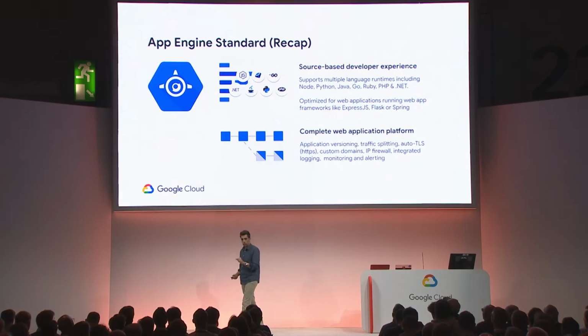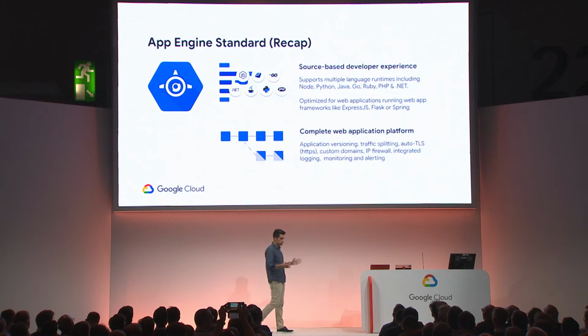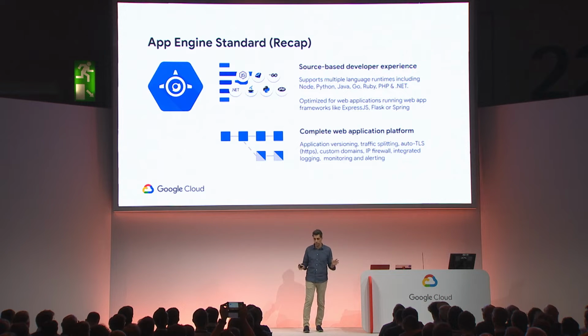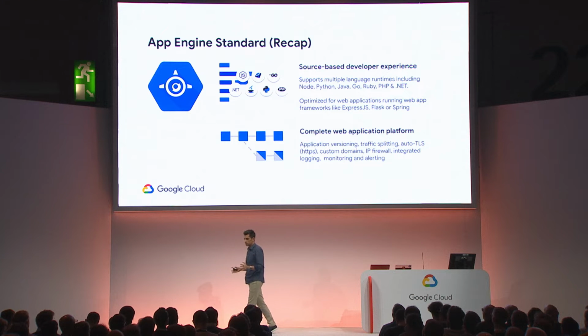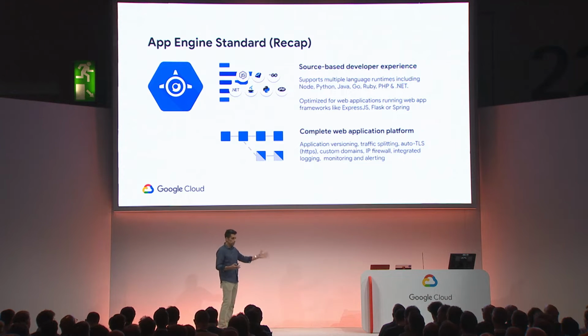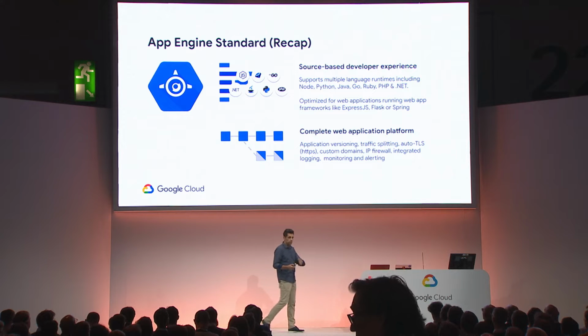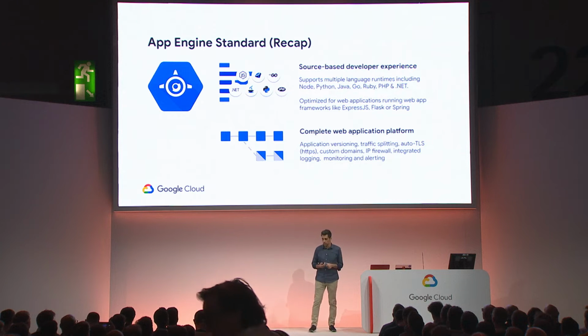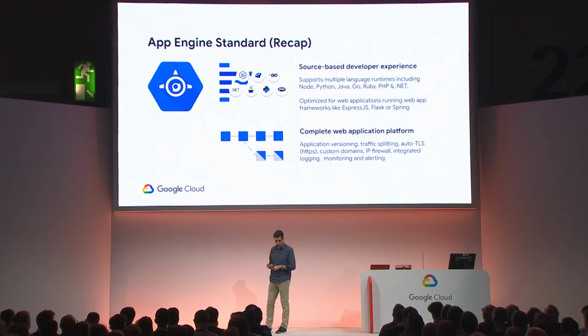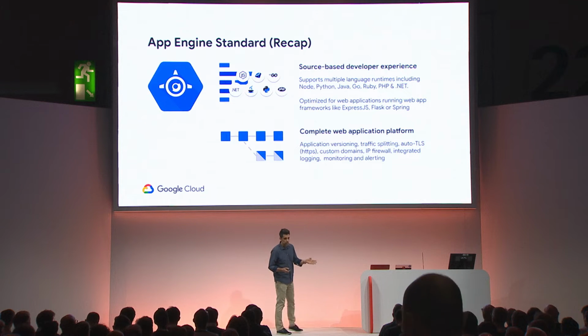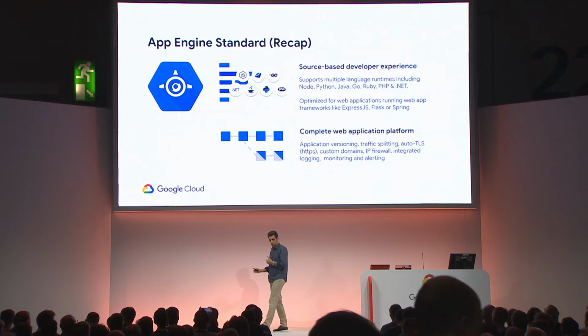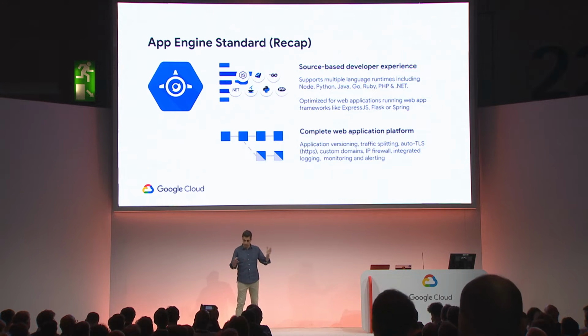Just a quick recap on what these products are for those who are not familiar. App Engine standard, traditional platform as a service, source-based developer experience, so you just reason about your source code. It's mostly oriented around apps. So an app would be Node, Express, Java, Spring, Python, Django, take your pick. We support all the popular languages. And it does some clever things like automatic TLS termination, traffic splitting for doing blue-green deployments or gradual rollouts, and a bunch of other features. But that's sort of the app-based platform.